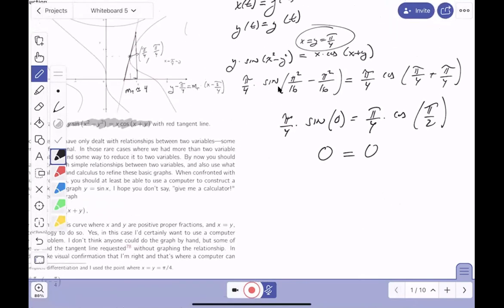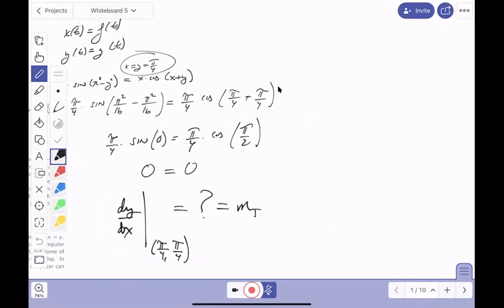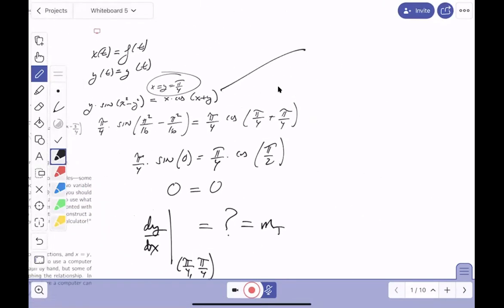I'll write this over here. I must find out what dy dx is at the point pi over 4, comma pi over 4. I know I have to find that out. Why is that? That's m tangent. So how do I do that? And I'm not saying it's going to be easy for you. I got to differentiate this guy.